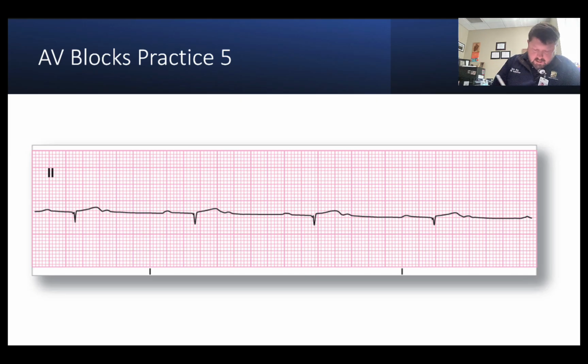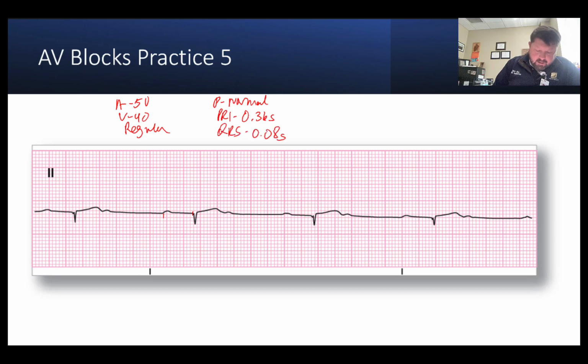So what I'll notice here is that I've got an atrial rate of 50, ventricular rate of 40. I've got a regular rhythm. I've got a P wave that's normal. I've got a widened PRI. So I've got a PRI that's 0.36 seconds. And I've got a QRS that's 0.08 seconds.